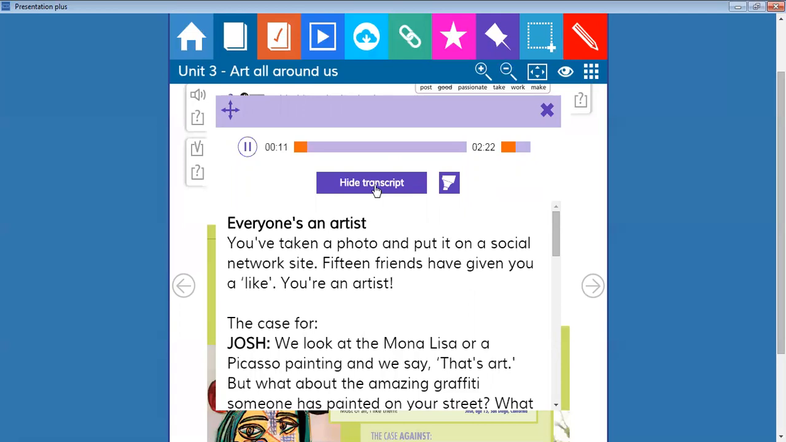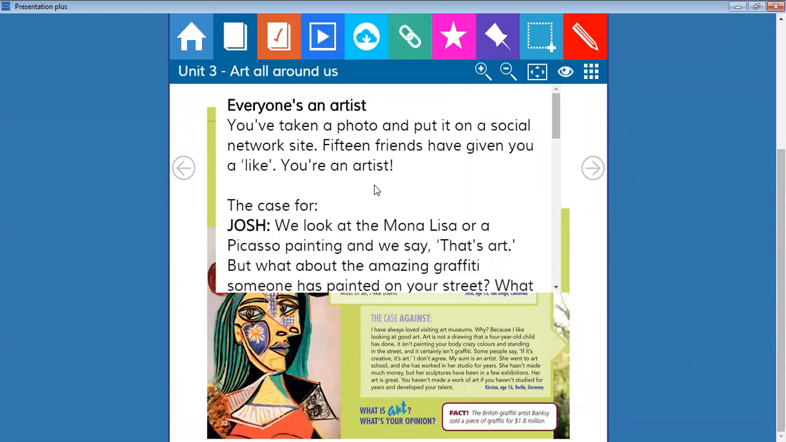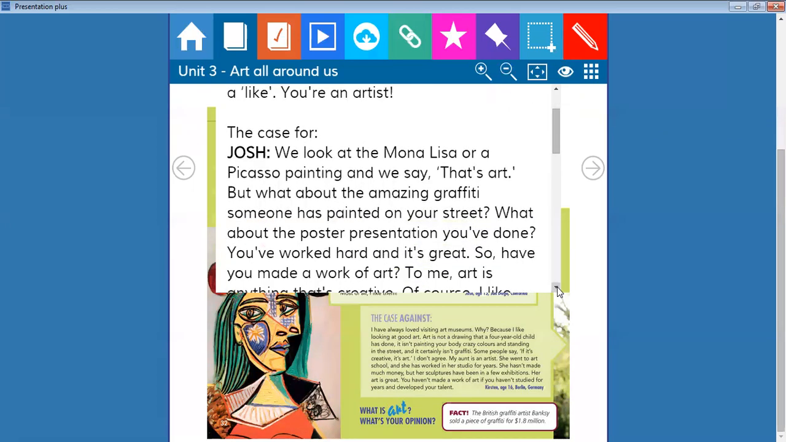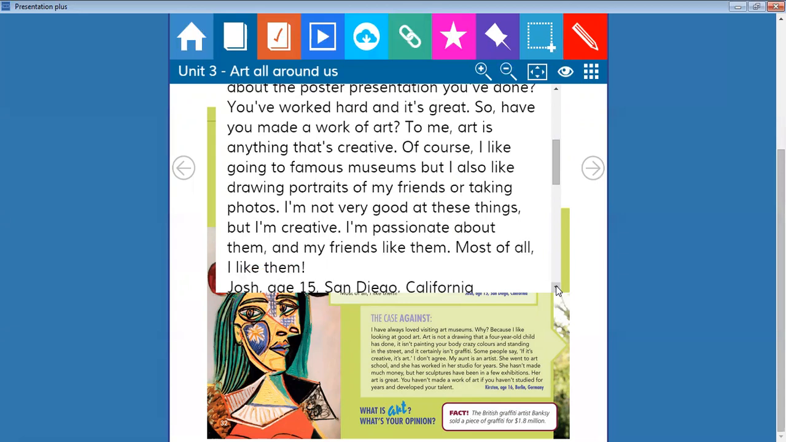Everyone's an artist. You've taken a photo and put it on a social network site. 15 friends have given you a like. You're an artist. The case for. We look at the Mona Lisa or a Picasso painting and we say, that's art. But what about the amazing graffiti someone has painted on your street? What about the poster presentation you've done? You've worked hard and it's great. So have you made a work of art? To me, art is anything that's creative. Of course, I like going to famous museums, but I also like drawing portraits of my friends or taking photos. I'm not very good at these things, but I'm creative. I'm passionate about them, and my friends like them. Most of all, I like them. Josh, age 15, San Diego, California.